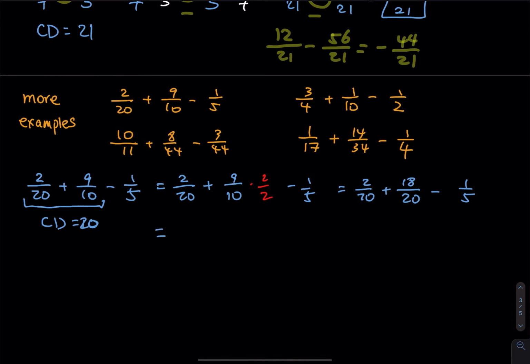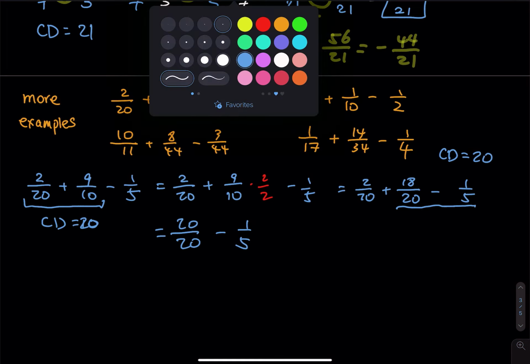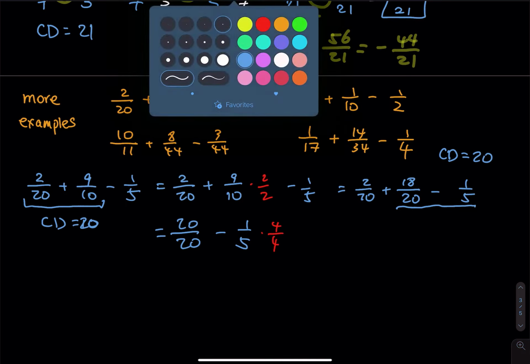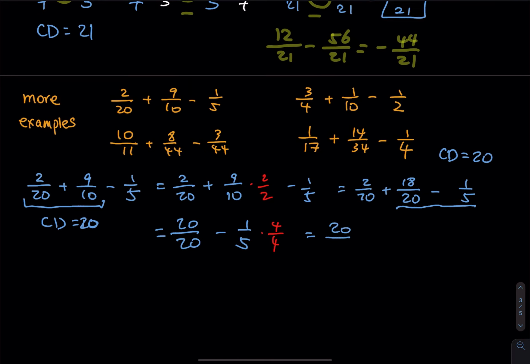So you have 20 over 20 minus the 5. So the 20 and the 5, what common denominator can you use? You can use 20, right? So minus 1 over 5. The 1 over 5, you can just go ahead and multiply the top and bottom by 4, because 5 times 4 is equal to 20. So that is equal to 20 over 20 minus 4 over 20. So you have 16 over 20.